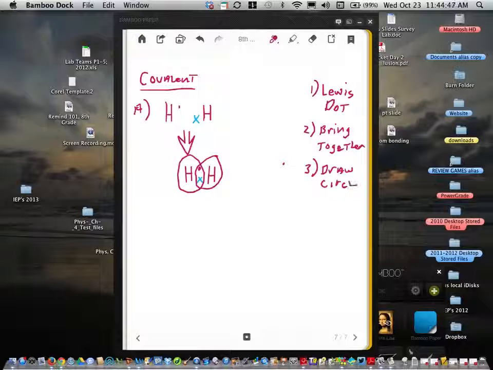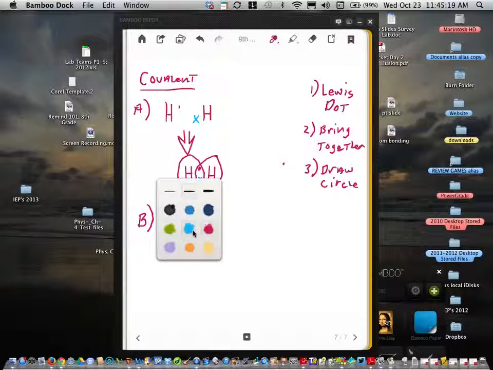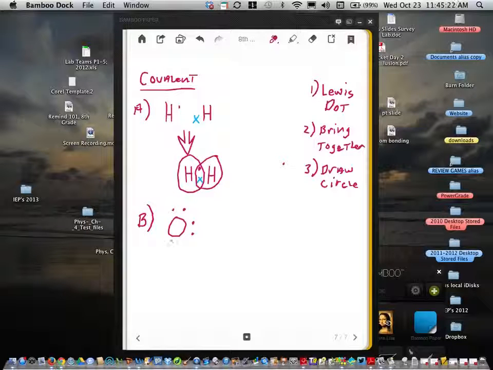Now, inside that circle, there could be 1, 2, or 3 single bonds. Could be a single bond, a double bond, or a triple bond. I'll show you how to do a double bond. And this was illustrated in the video yesterday. Let's take oxygen as our first example. Oxygen, as you know, has 6 electrons. And I'm going to draw these like so.